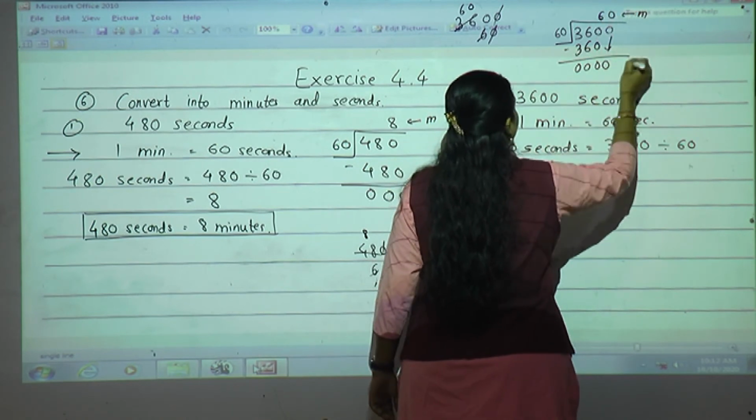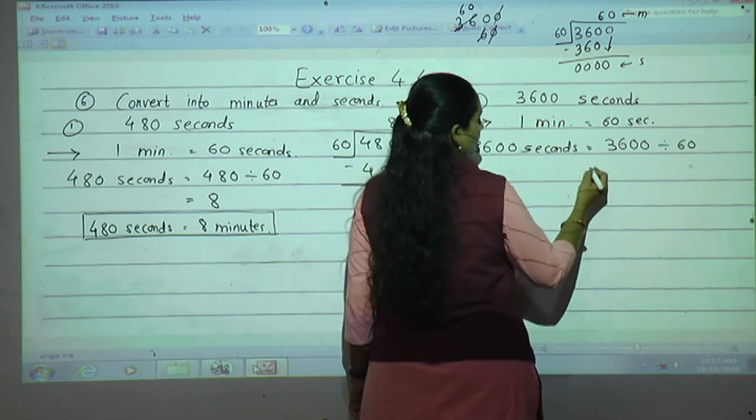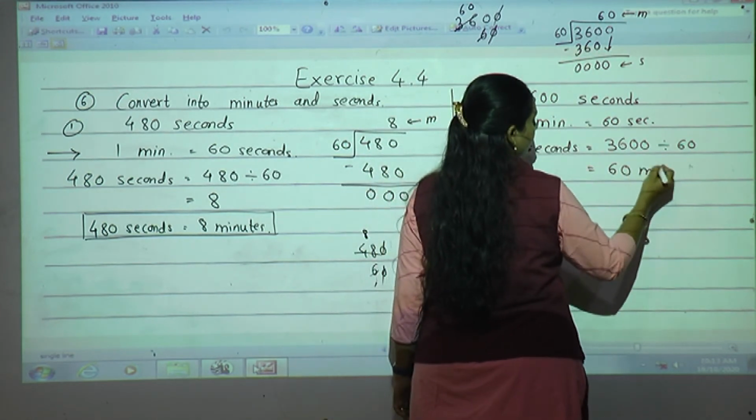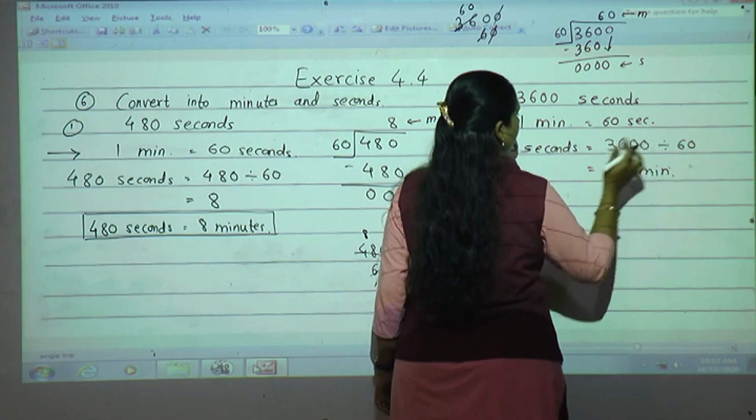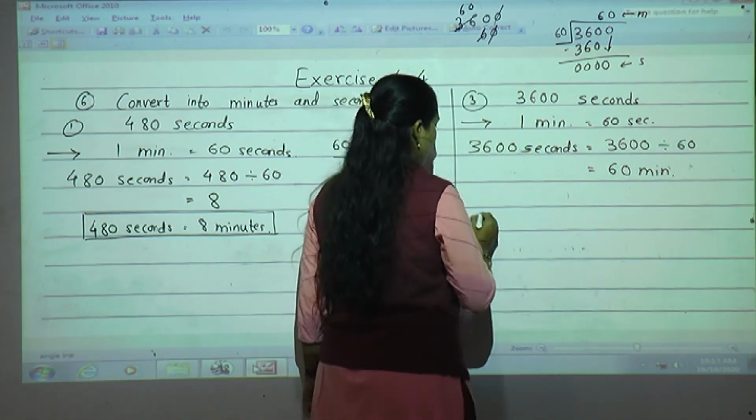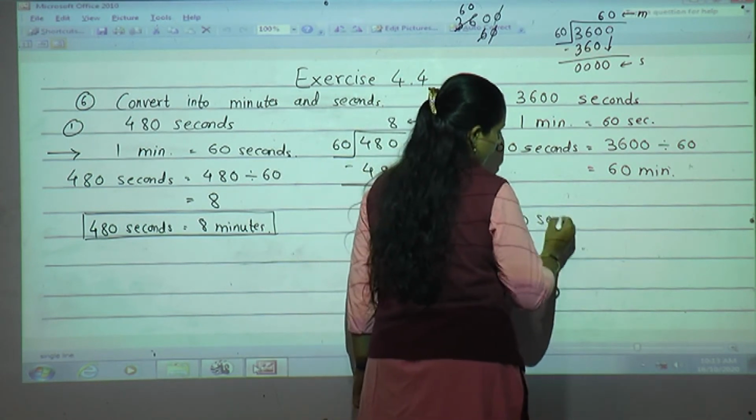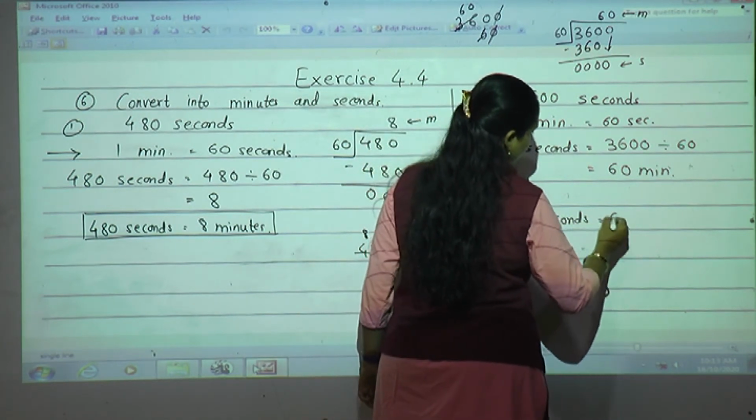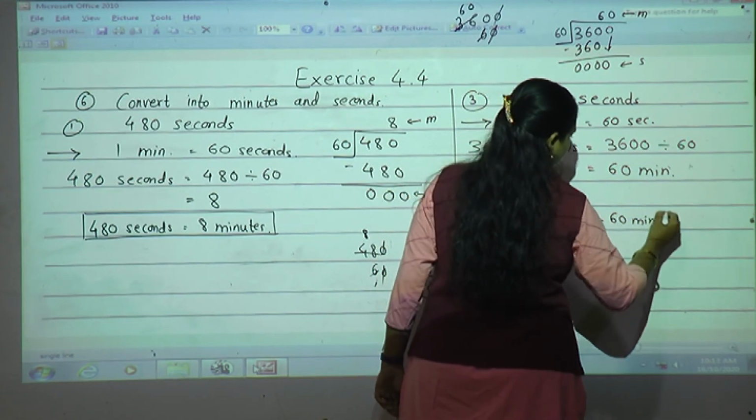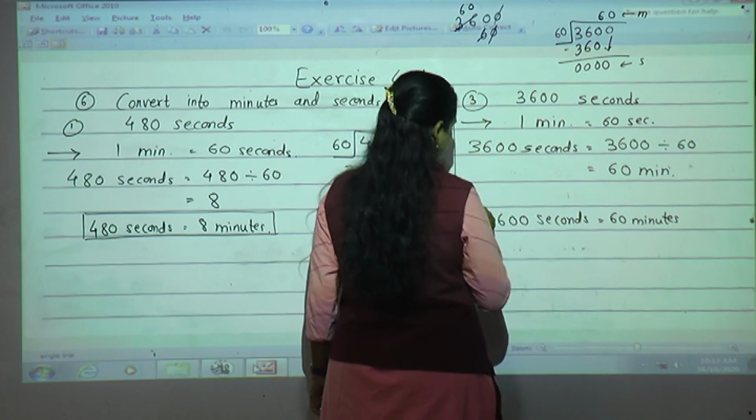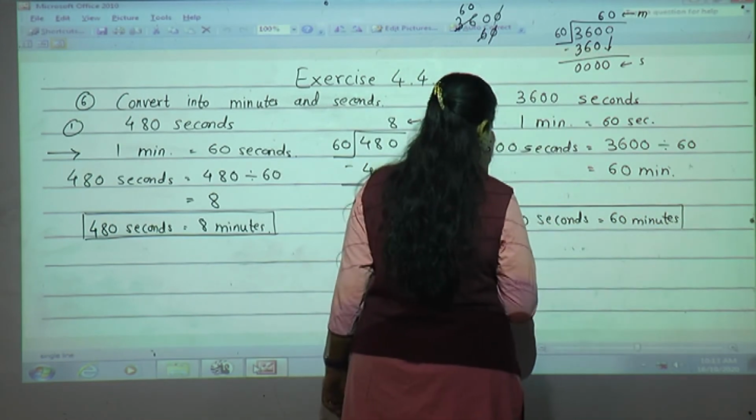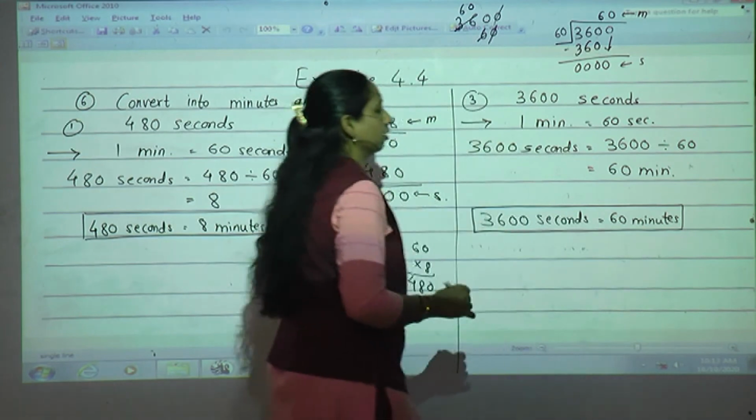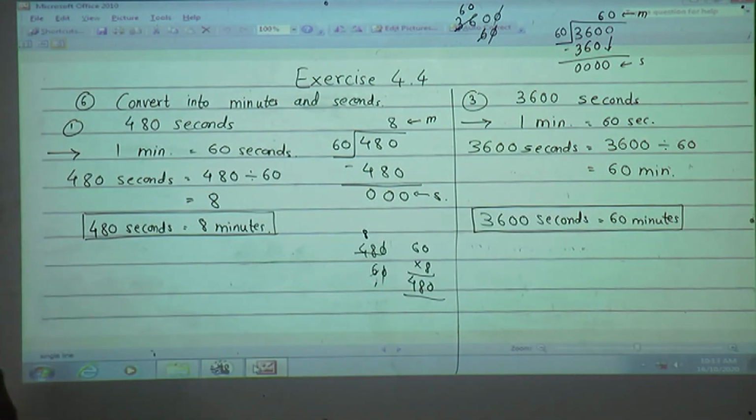This is what? Minute, and this is second. So what is the answer here? 60 minutes. Isn't it? So write once again the question. 3600 seconds is equal to 60 minutes. Clear? Yes? Is that clear? Very good. Now, last one more example I'll solve for you.